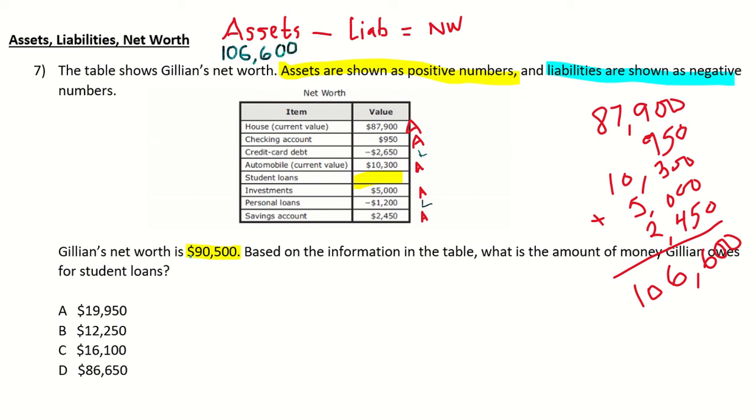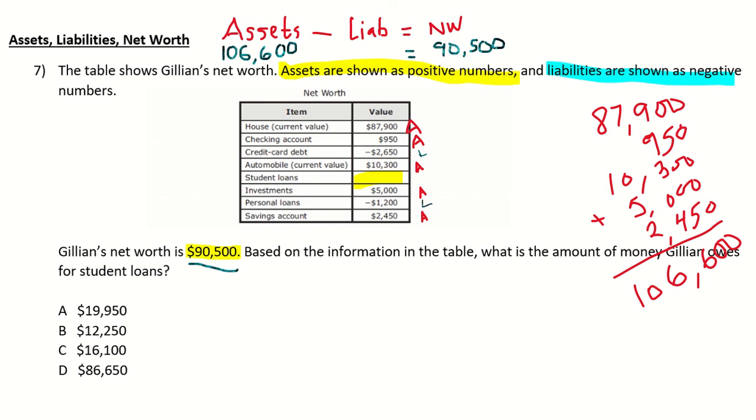In the question, it already tells us the net worth. So let's put that right here: 90,500. We just need to deal with the liabilities part now.